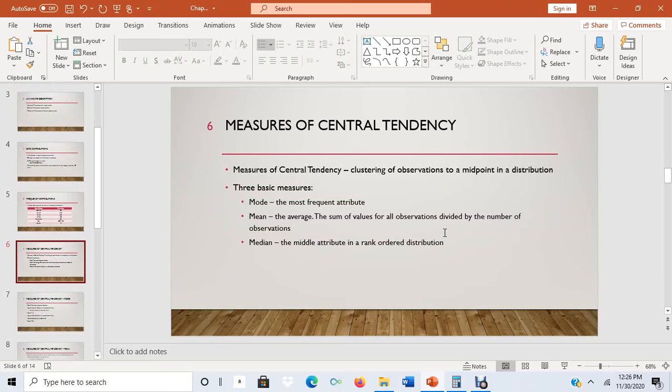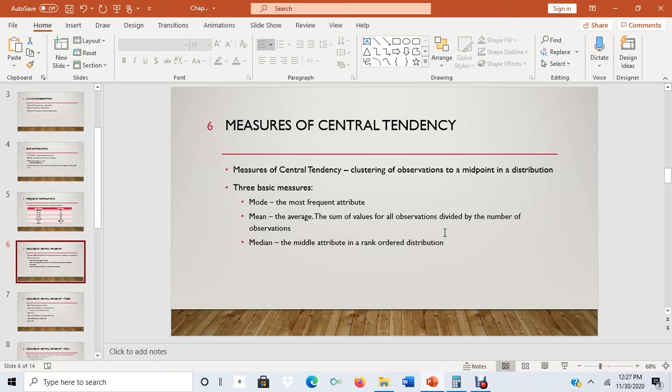All right, we'll talk a little bit about the measures of central tendency, or summary statistics. So this is basically a measure of the clustering of observations as they pertain to the midpoint of the distribution, all right? And there are three basic measures: the mode, the mean, and the median. The mode is just simply the value that occurs most frequently. The mean is the average of all the values. And to define the mean, you basically add up all the values and then divide by the total number that are there.